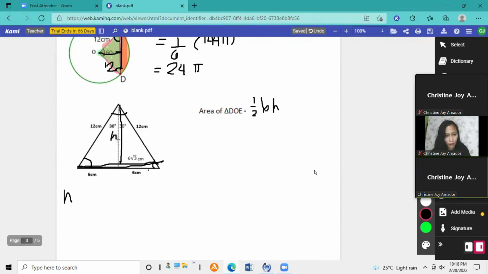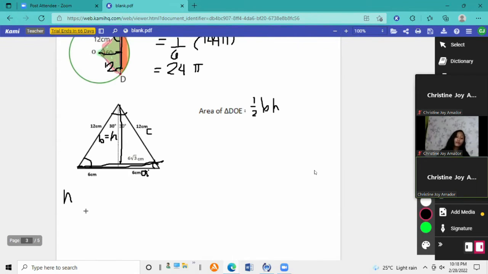This is our height. This is our C, because this is our hypotenuse. Our height or our B, or our longer side. This one is our A, because this is our shorter side. Diba? In the Pythagorean Theorem, C squared is equal to A squared plus B squared.